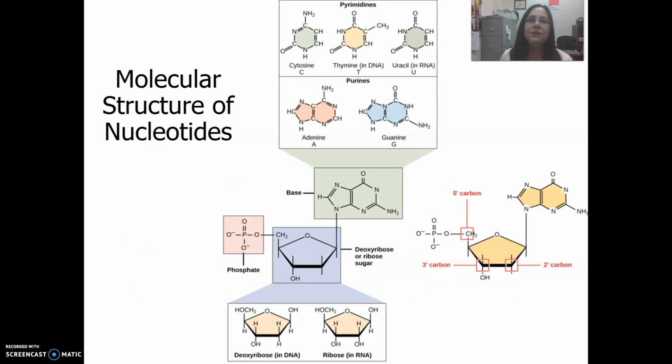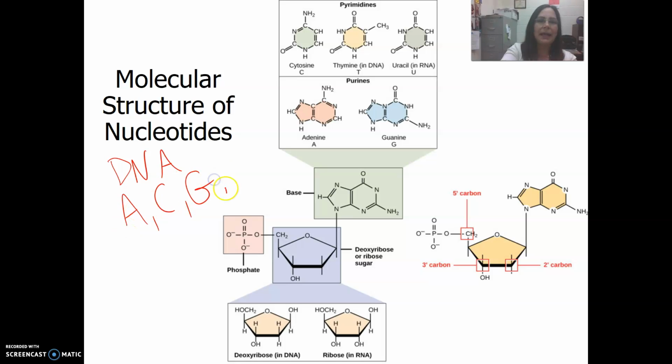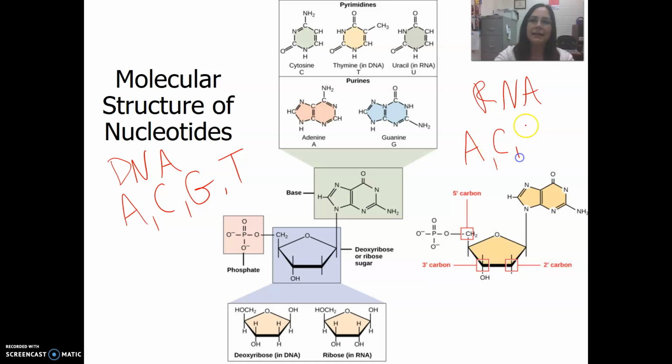So this shows you the 5 different types of nucleotides. DNA is composed of combinations of adenine, cytosine, guanine, and thymine, whereas RNA is composed of the same first 3 nucleotides, adenine, cytosine, and guanine, but instead of thymine, RNA is composed of uracil. So different combinations of A's, C's, G's, and U's.